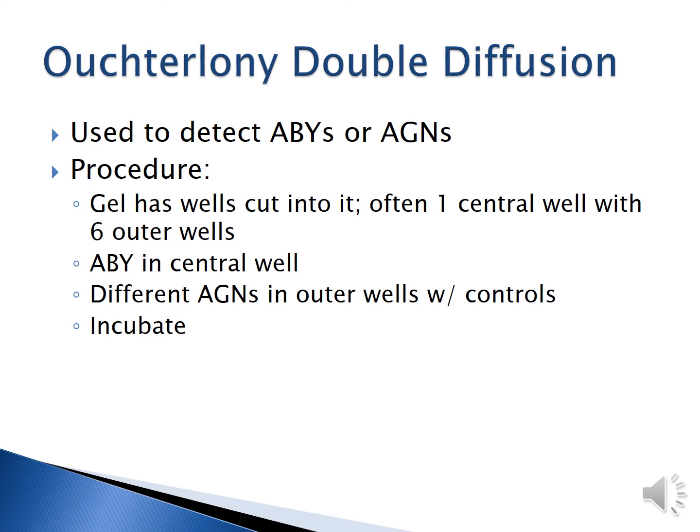So what is the procedure of this Ouchterlony double diffusion? We have a gel plate with one central well and 6 outer wells. And I'll show you a picture of this on the next slide. Typically, we will put the antibody in the central well, so that means we are detecting antigens. And then we have our different unknown antigens on the outer wells with controls on the outer wells as well, mixed in with our patient sample. Then we're going to incubate. And we'll look at the next slide and I'll talk you through it.